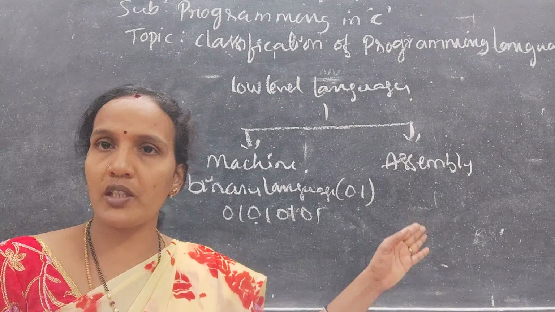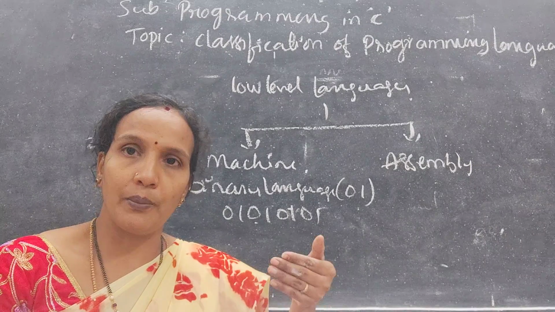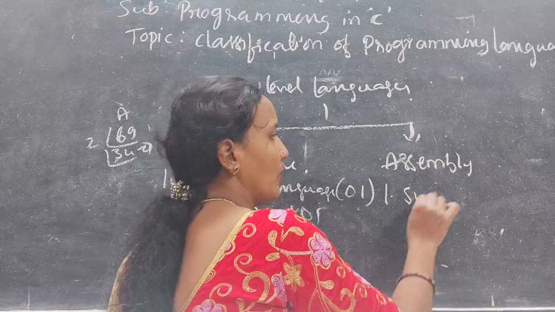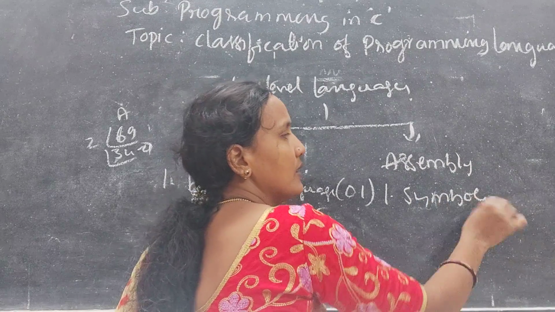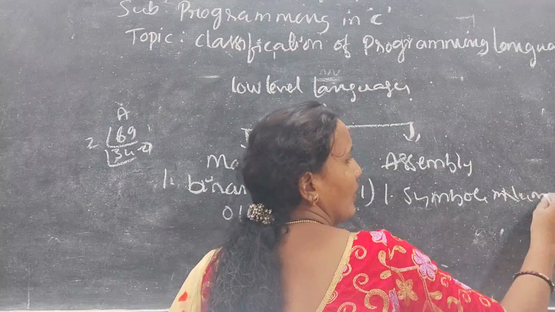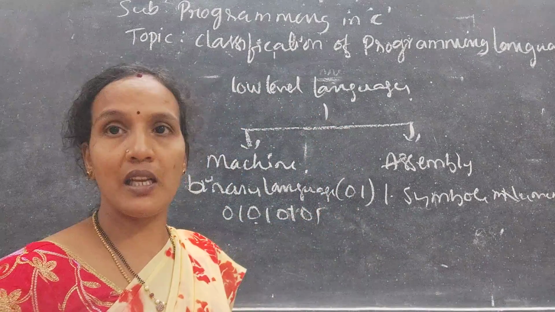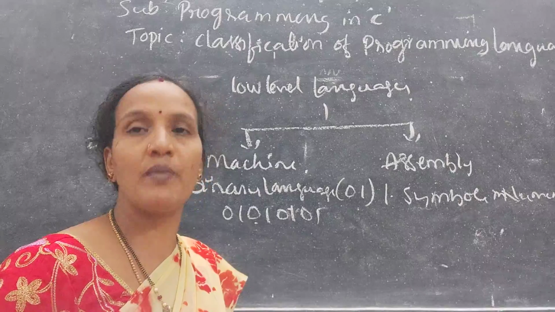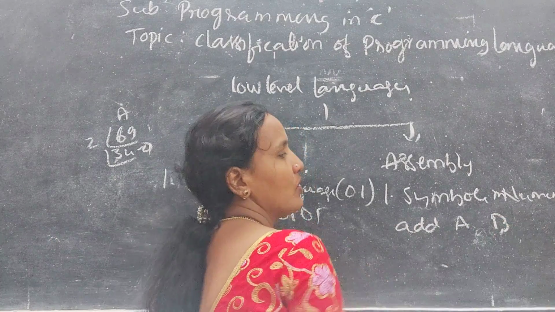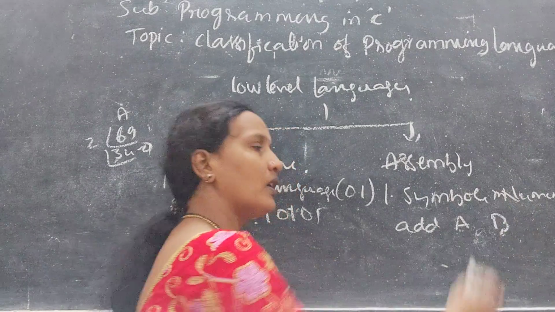So it is an extension of machine language. Here, instead of using zeros and ones, we will use symbols, and these symbols are called numeric codes. In the last class also I explained, if you want to perform addition, how will you write? Add A, B. So what happened? A and B are added, and that information is stored in A.